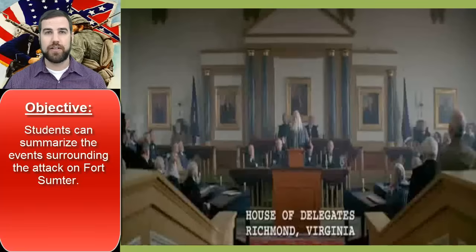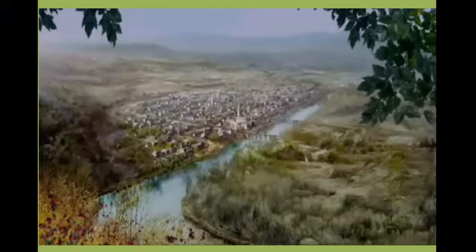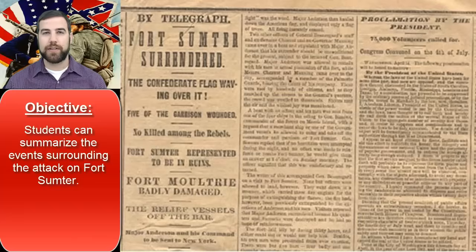So let's go ahead and watch this video here about the vote in the House of Delegates in Richmond, Virginia, which later is going to be the capital of the Confederacy, about leaving the Union. So Robert E. Lee is going to be given command of the Confederate Army. And then, as we're going to find out a little bit later.